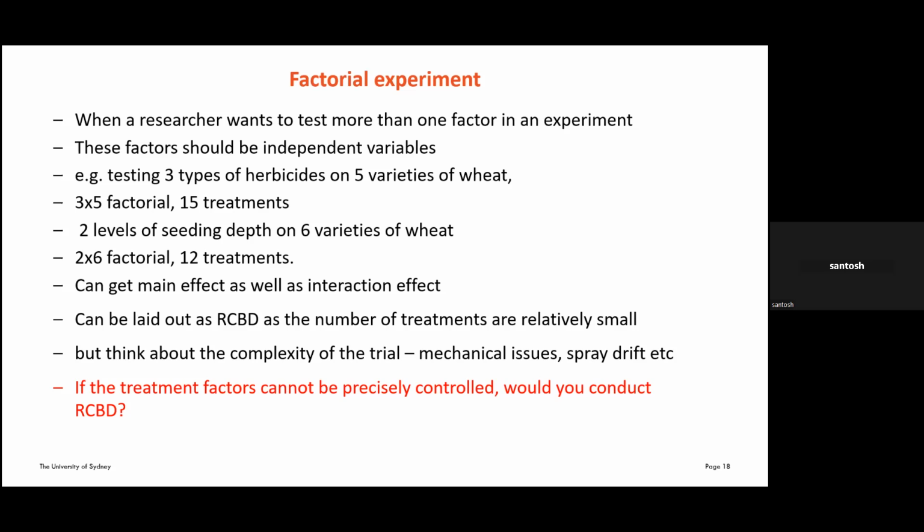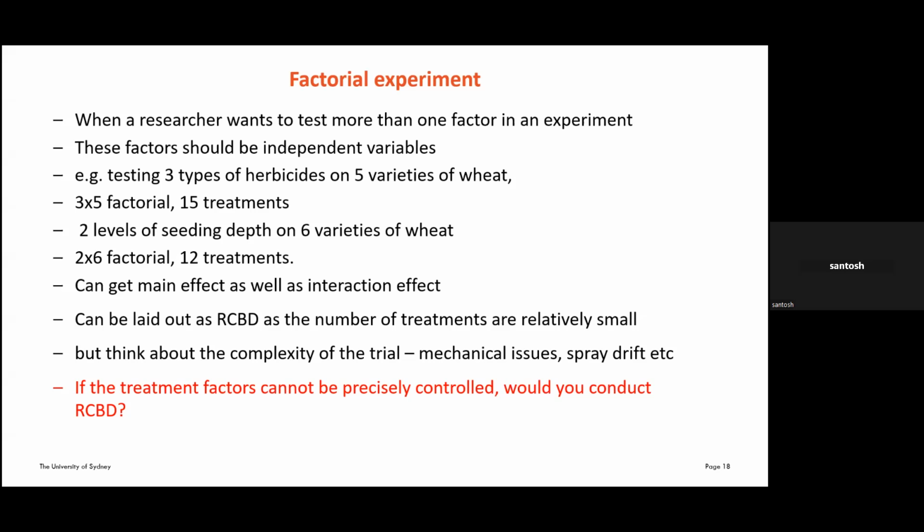For example, if you want to test 3 herbicides on 5 varieties of wheat, 3 different types of herbicide and 5 different types of wheat, that is a 3 by 5 factorial, so it will be 15 treatments. And if you have 4 reps, then you have 60 plots, which is manageable. And 2 levels of seeding depth on 6 varieties of wheat, 2 by 6 is 12 treatments, again, if 4 reps, 48 plots, easily manageable.